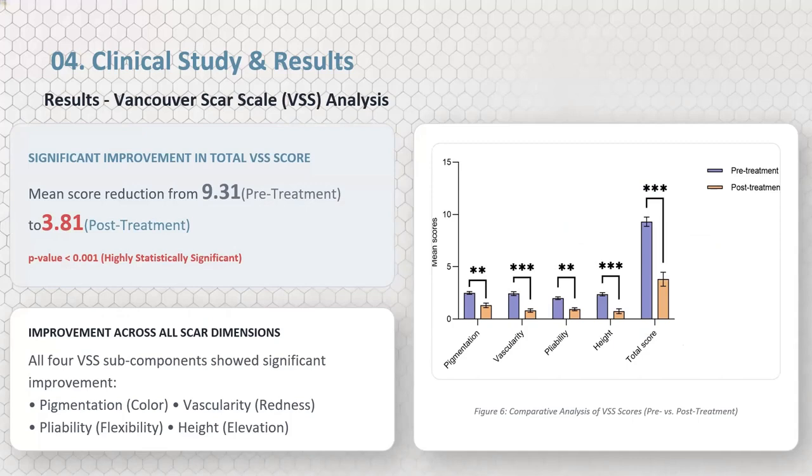Objectively, we saw a dramatic improvement. The average VSS score dropped from 9.31 before treatment to 3.81 after treatment, a highly significant reduction. As you can see from the chart, every single component of the score, color, redness, and height, improved significantly.